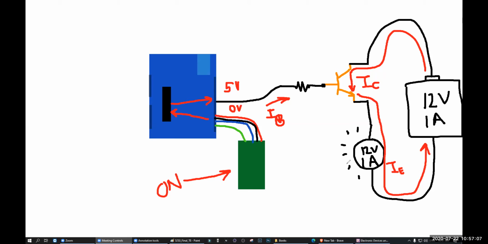So if you want to make it off, what do you do? In your smartphone, you will give an off signal. This off signal will go there. Okay, the microcontroller will say, okay, you want to turn off. So it will send a 0 volt. If we send a 0 volt, there will be no IB. If there is no IB, there is no IC. No IC means no current. That means it is off. Understand?